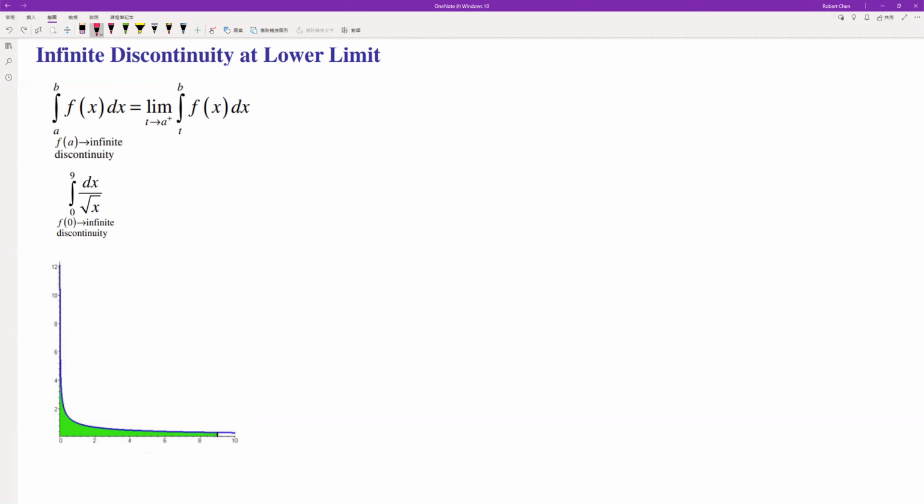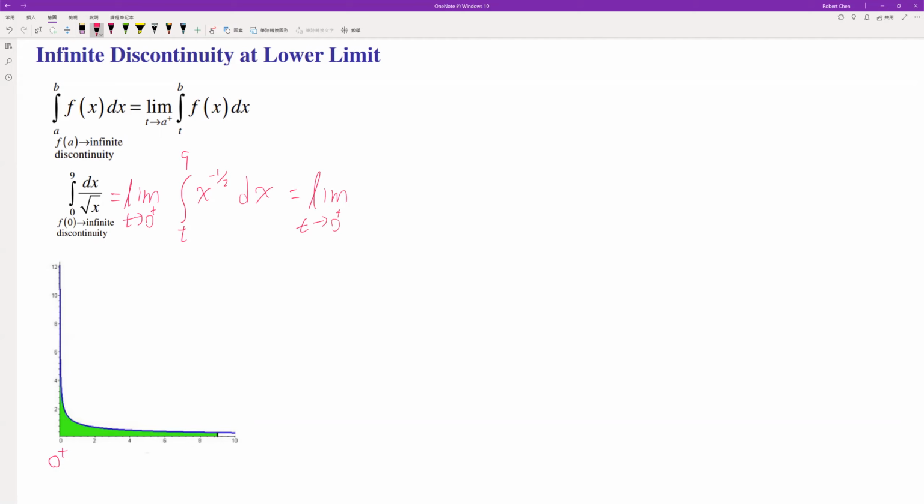Okay, so this is the case where we have to take the limit to 0 from the right-hand side, right? So let's rewrite this as a limit. Limit as t approaching 0 from the right-hand side. Now we're taking the right-hand side because we're looking at 0 as the lower limit, right? And then perform the integration normally. That's x to the negative 1/2 dx. I integrate that.